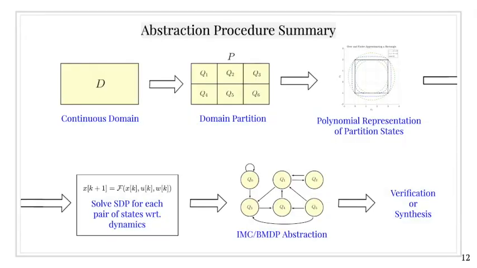Here's a schematic summarizing the abstraction procedure. First, a partition of the continuous domain is constructed. Second, a polynomial over-approximation of each discrete region of the partition and their complement is computed. We showed how to do this for hyperrectangular states. Third, for each ordered pair of discrete states, we solve a convex program to compute correct and non-trivial bounds on the transition probability under the stochastic dynamics of interest to generate an IMC or BMDP abstraction of the system, which can be fed into a verification and synthesis algorithm for interval-based abstractions.